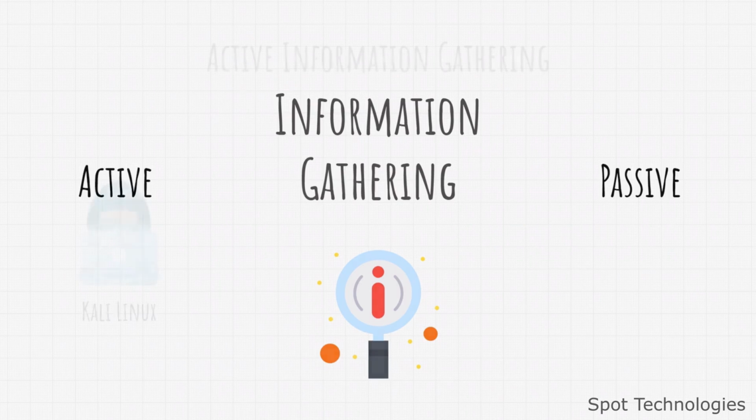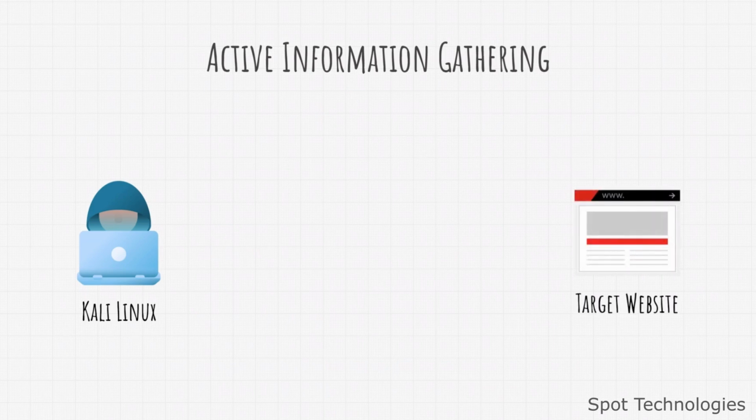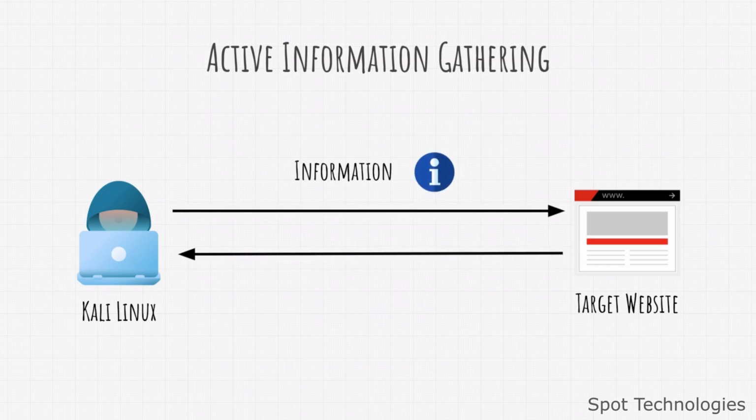So let's start with active information gathering. In active information gathering, we use our Kali Linux machine and we try to get as much data or information about our target while interacting with them. It could be a target website that we need to test, so we need to find as many things about it as we can. Or it could also be a network that we're testing, or perhaps an entire company. The main point is that with active information gathering, we directly get that data from the target.